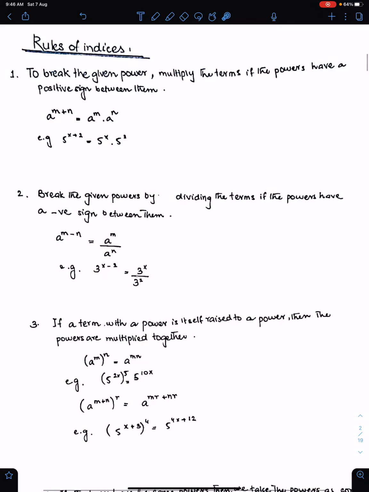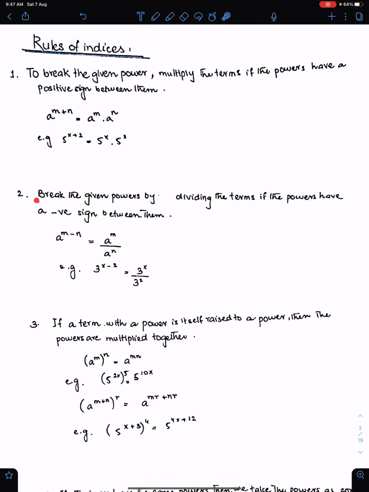Rules of indices. Number 1. To break the given power, multiply the terms if the powers have a positive sign between them. For example, if we have 5 to the power x plus 2, we can break this power as 5 to the power x times 5 to the power 2.